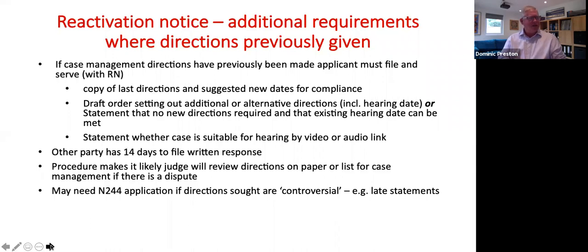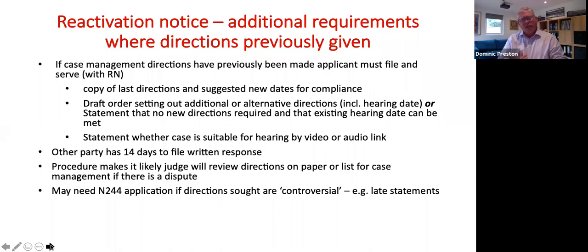Now that last requirement does suggest that the court is going to be keeping those dates in for a little while to see what people say. But it's a bit of guesswork on my part. And the third thing that you need to serve is a statement whether the case is suitable for hearing by video or audio link. The other party, whoever that might be, has 14 days to file a written response.